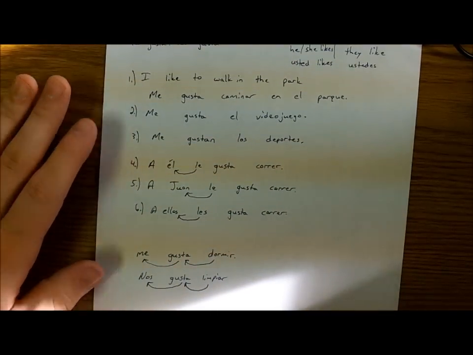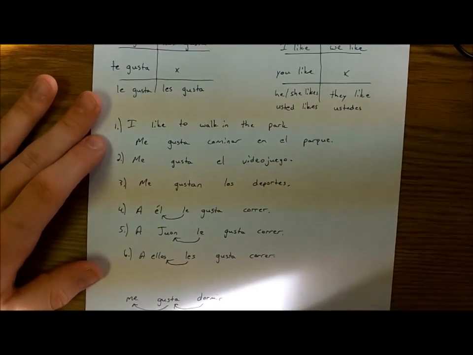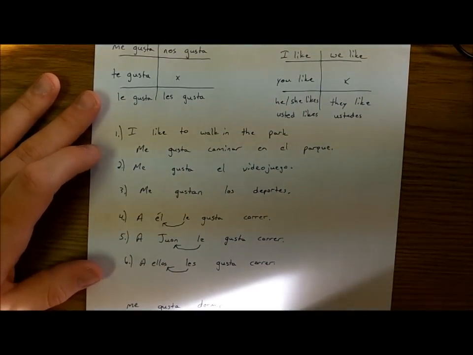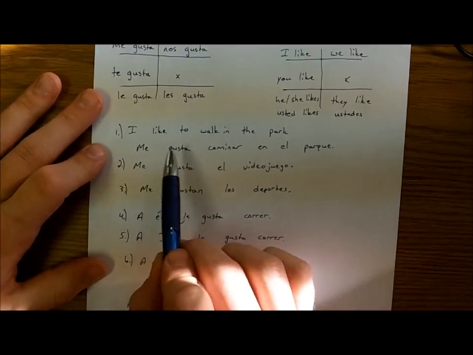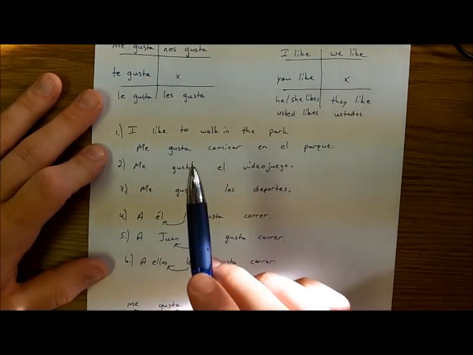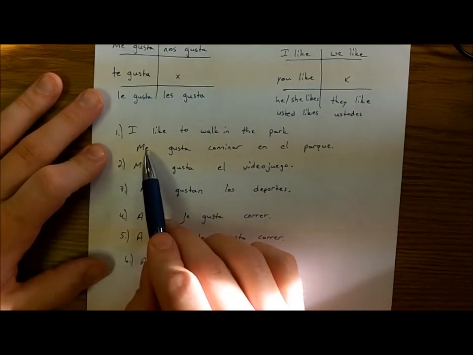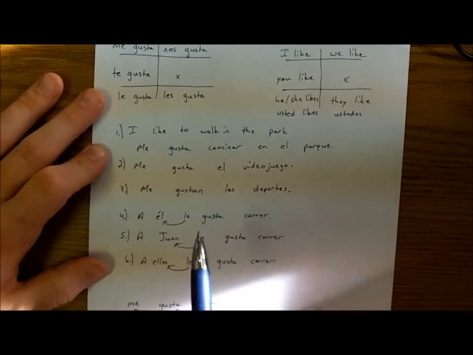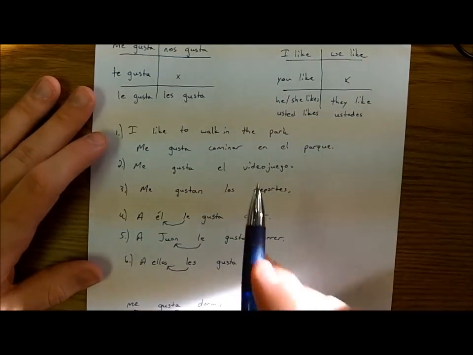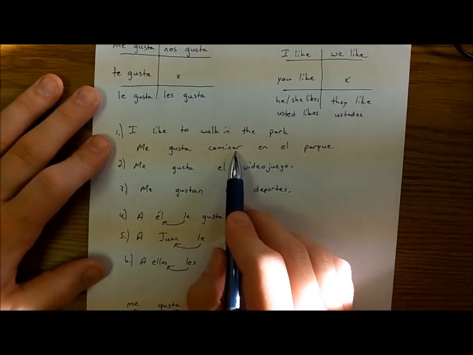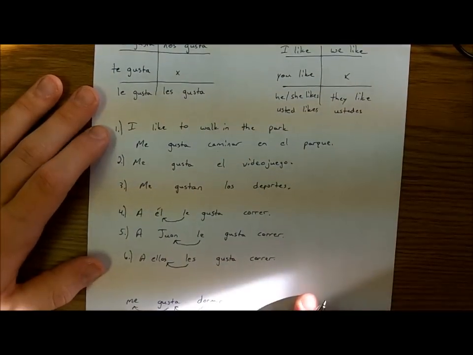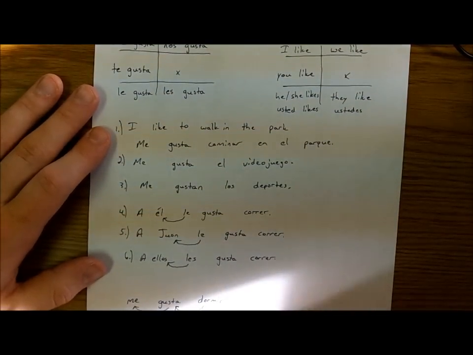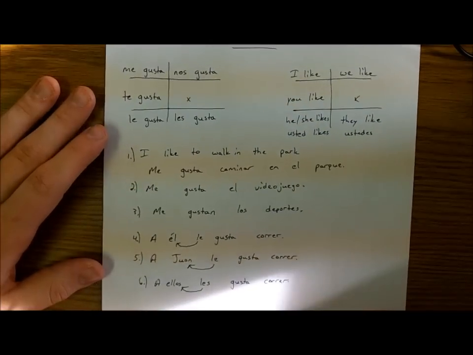Now, I want to review something that we talked about earlier, and I didn't go into the grammar part of it because I just wanted to show you the example. But we're going to go back and dig into this a little bit more. Okay, we said here, I like to walk in the park. Now, we see here, we have me gusta caminar en el parque. Now, you may be wondering, okay, why didn't we conjugate the verb caminar? And the answer is because we already did with gusta.